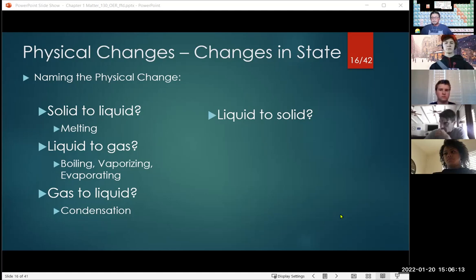When the liquid goes to a solid, obviously we call that freezing. So you put your ice cubes in the freezer. They're in the liquid stage. Temperature drops, you remove energy from the system. The molecules now are coming closer together, okay? And they solidify, we call that freezing, okay?